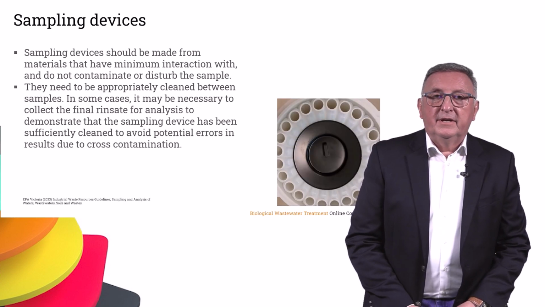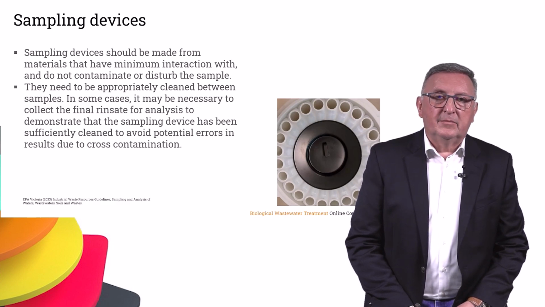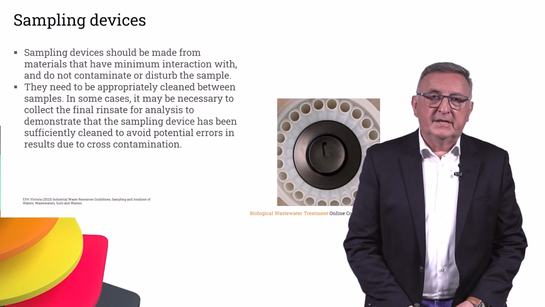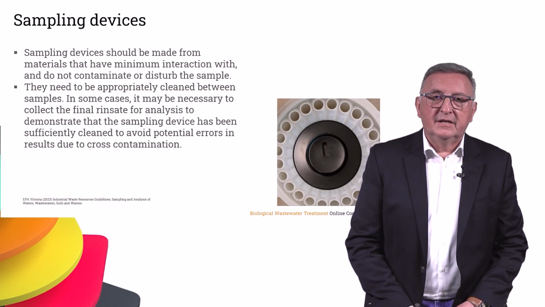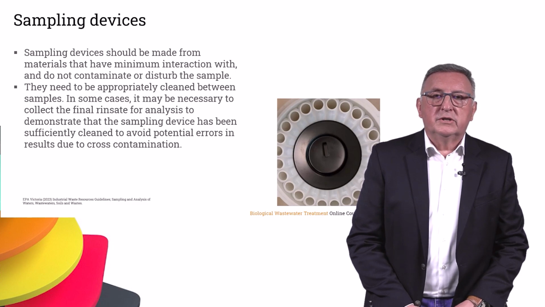To perform sampling, we need various devices. Sampling devices should be made from materials that have minimum interaction with and do not contaminate or disturb the sample. They need to be appropriately cleaned between samples. In some cases, it may be necessary to collect the final rinsate for analysis to demonstrate that the sampling device has been sufficiently cleaned to avoid potential errors in results due to cross-contamination.